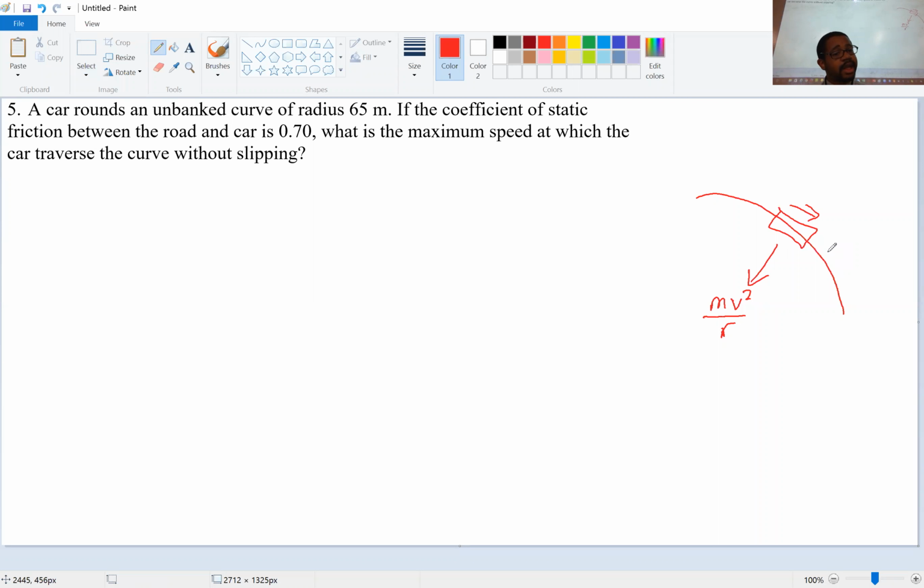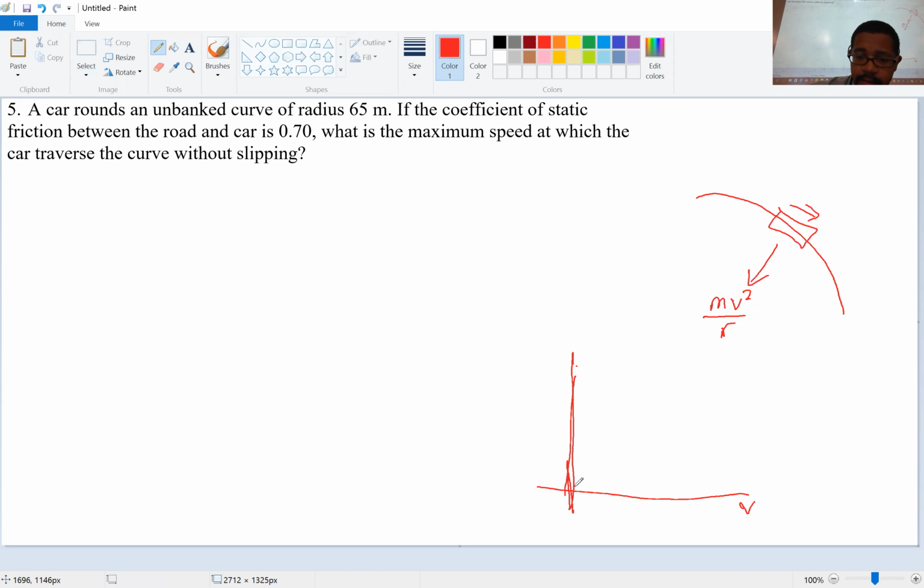And so what the question is asking is, you have a car, so let's just say this is a car going around, and you want to see how fast the car can go without slipping. So basically, if you were to draw this out in a graph, I'll use 2 colors. Let's say velocity here.